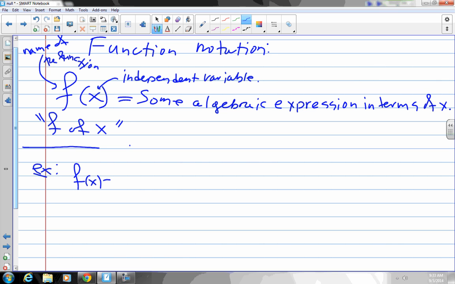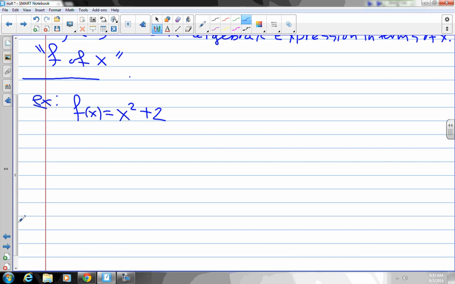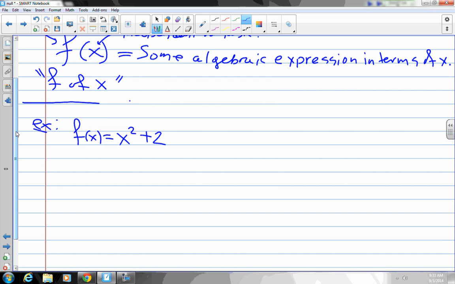f of x equals x squared plus 2. So here's an example of a function. We're using function notation, and whatever you throw into that function, whatever the value of x is, it will get squared first, and then 2 gets added to it. And this is the function of this function: square stuff and add 2. That's what it's doing.